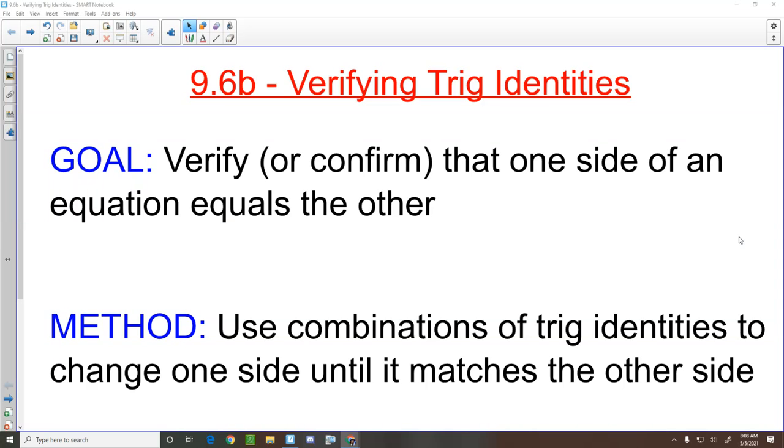I'll show you a few things about how these work, but mostly it's going to be just trying it out for yourself. So today's topic is called verifying trig identities. Verifying means to confirm that something's true.